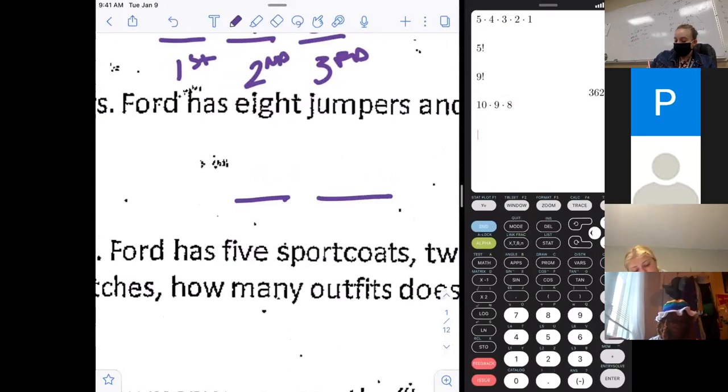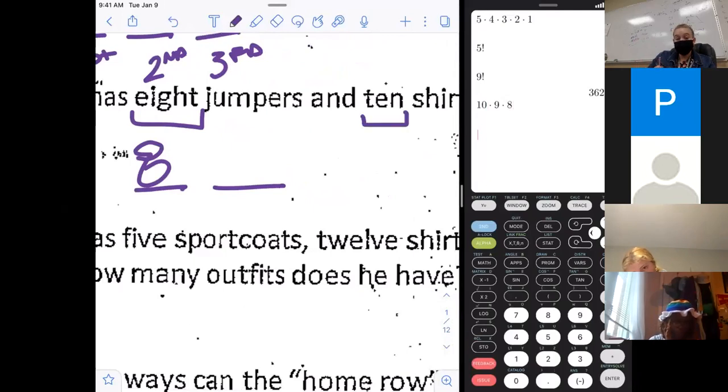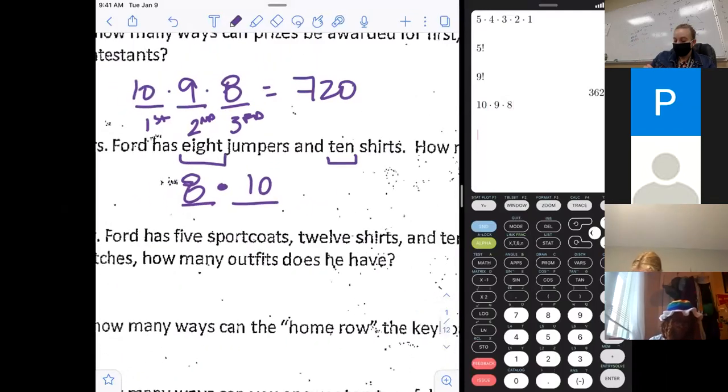She has a total of 8 options for her jumpers. So she's got 8 options for the first thing that she has to choose. And then again, from the 1 t-shirt she gets to pick, she's got 10 options. So we're going to do times 10. We're going to multiply these together because those are our options, just like we did above. 8 times 10 is a total of 80 outfits or 80 options she has.